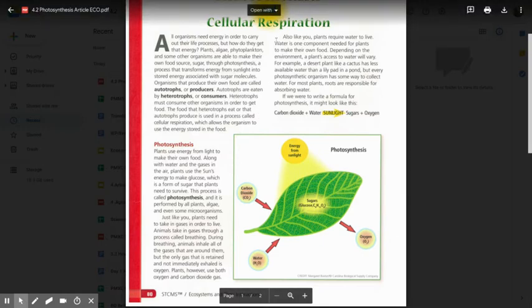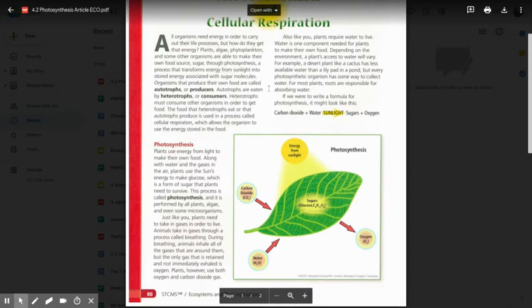Also, like you, plants require water to live. Water is one component needed for plants to make their own food. Depending on the environment, a plant's access to water will vary. For example, a desert plant like a cactus has less available water than a lily pad in a pond. But every photosynthetic organism has some way to collect water. For most plants, roots are responsible for absorbing water.